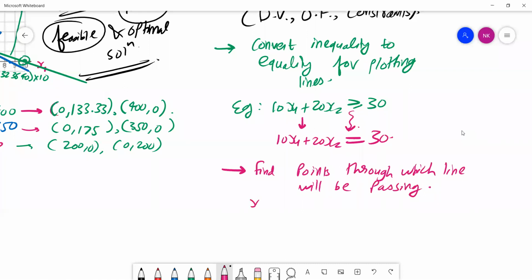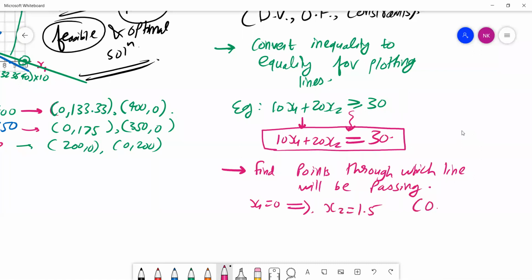So for this, I will be putting x1 equal to 0. If I put x1 equal to 0 in this particular equation, then I'll be getting x2 equal to 1.5. So one point will be (0, 1.5). And now put x2 equal to 0 in this same equation, then I will be getting x1 equal to 3. So (3, 0) will be my other point. From these 2 points, I will be getting a particular line that will be passing.